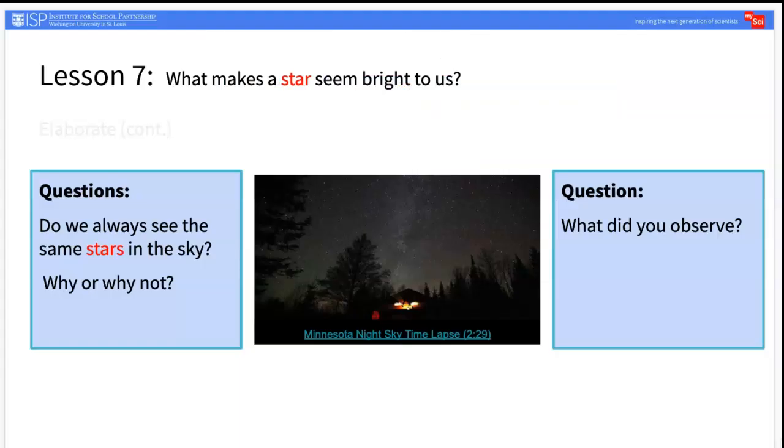Next, students will observe a time-lapse video of the night sky, which focuses on how stars move over the course of the evening. Students should recognize that stars appear to rise in the east and set in the west, similar to the Sun and the Moon. This is because the Earth is rotating on its tilted axis.